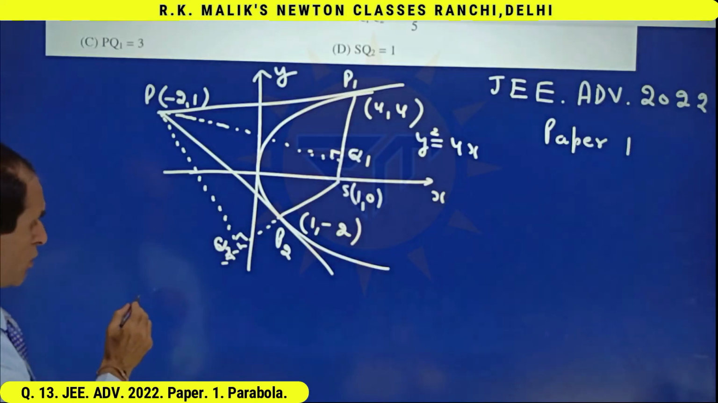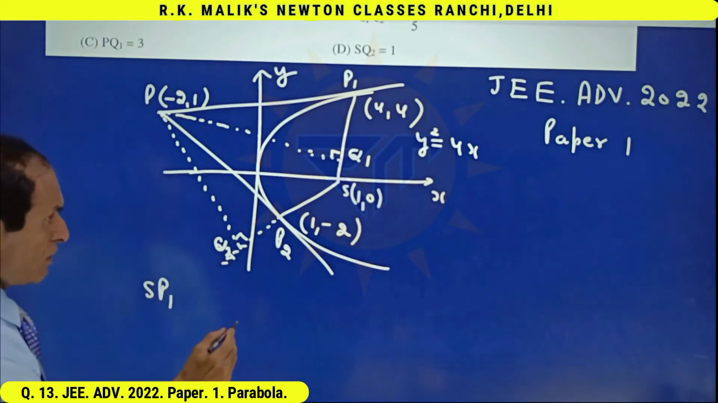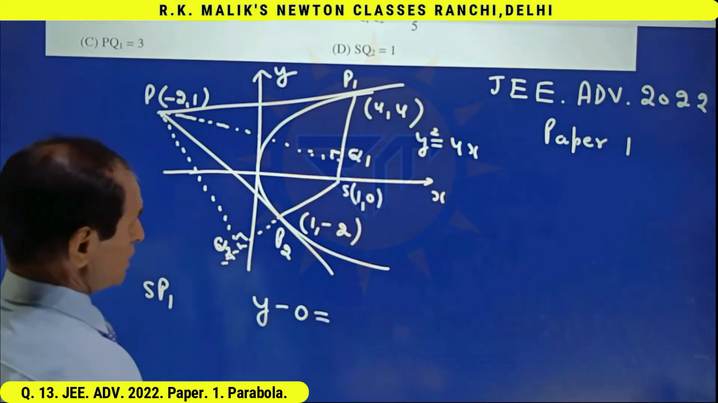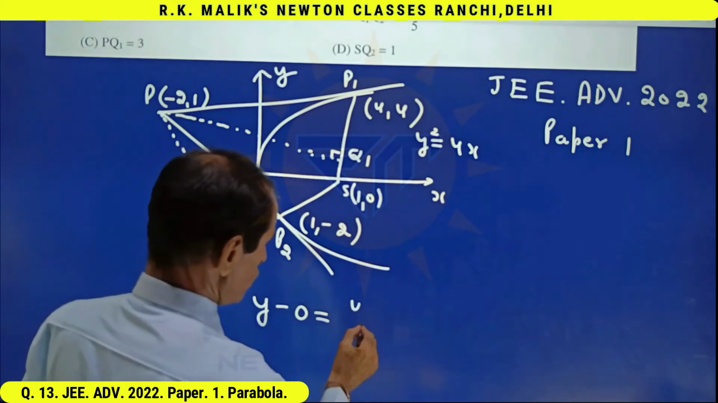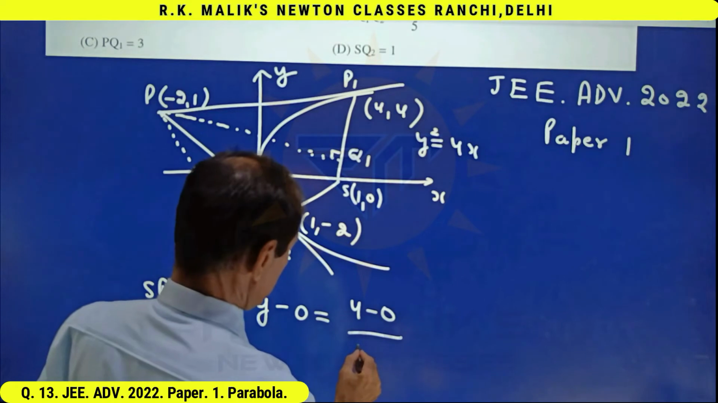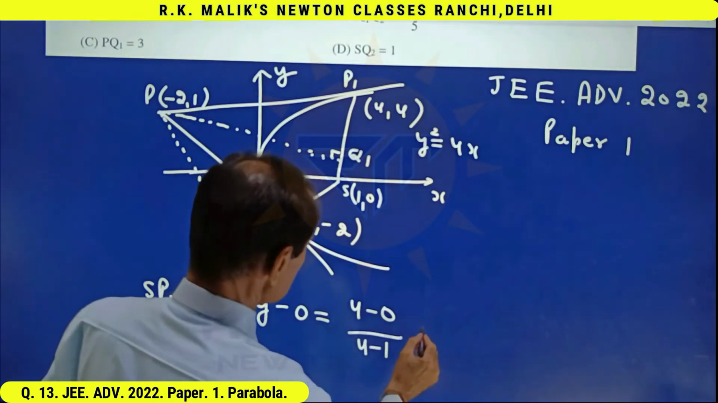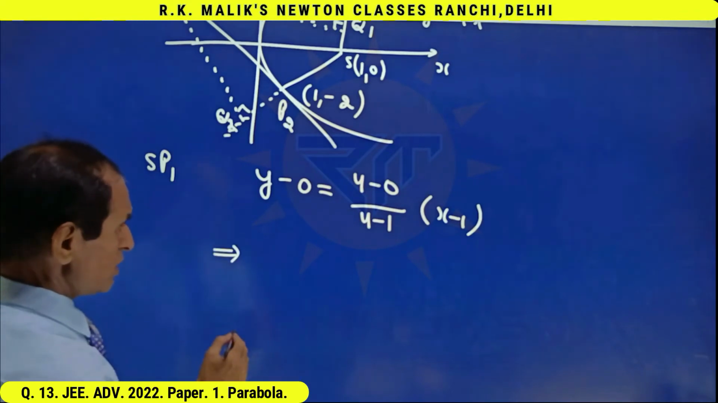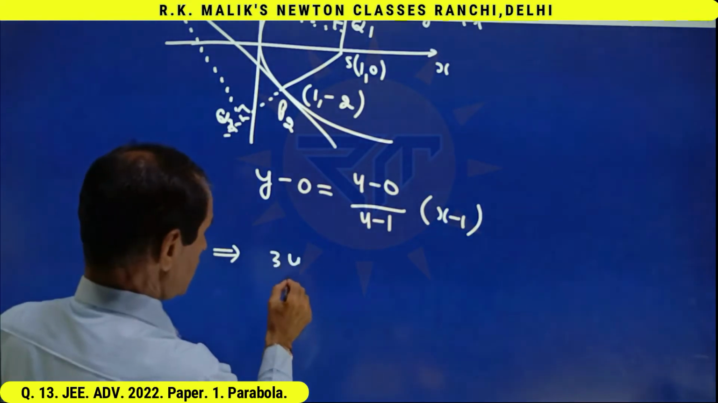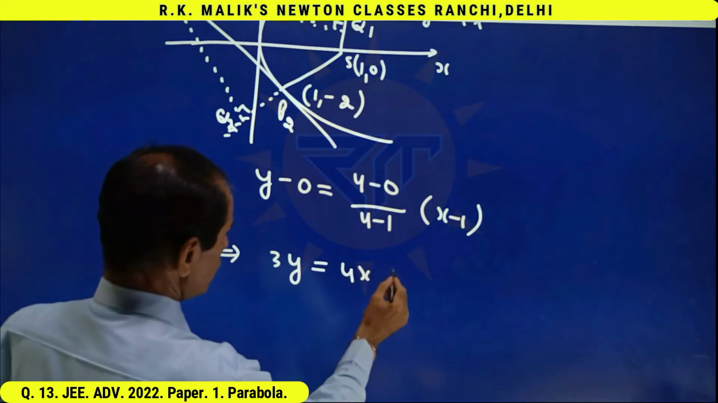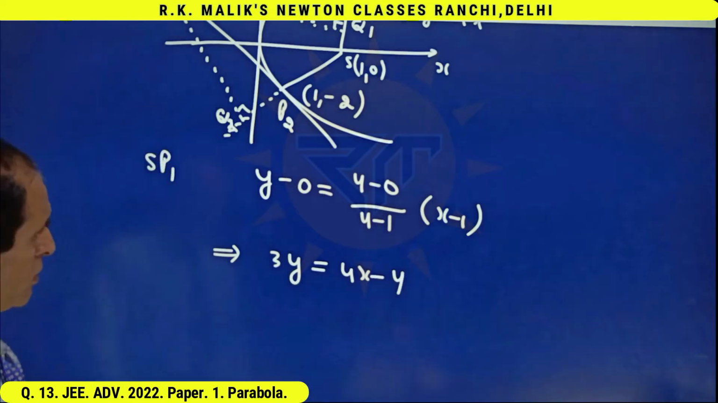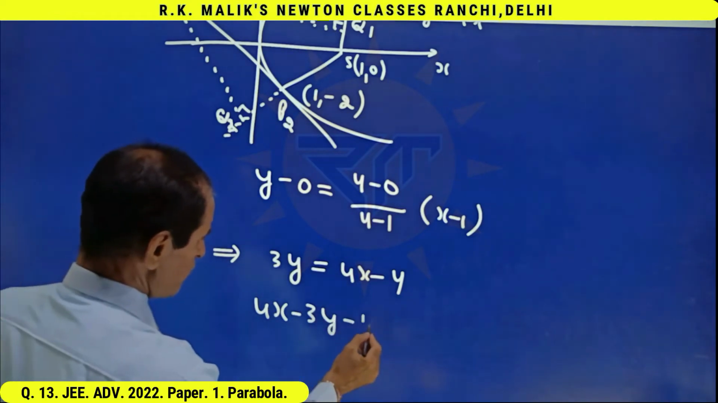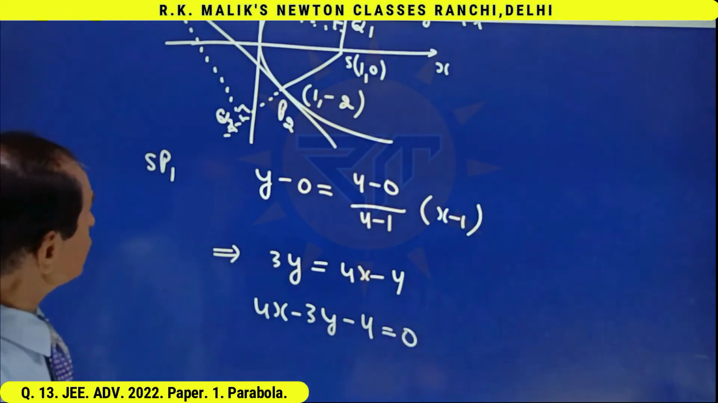Now we find the equation of SP1. The equation of SP1 will be y minus 0 equal to (4 minus 0) upon (4 minus 1) into (x minus 1), meaning 3y equal to 4x minus 4, that is 4x minus 3y minus 4 is equal to 0.